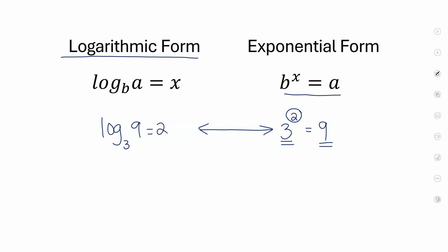What this says is log base 3 of 9 equals 2. What this means is 3 to the power of 2 will give you 9.